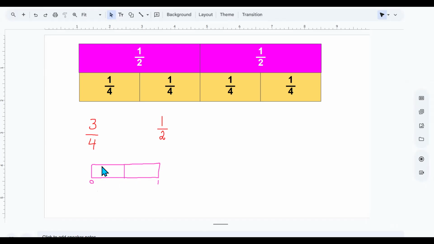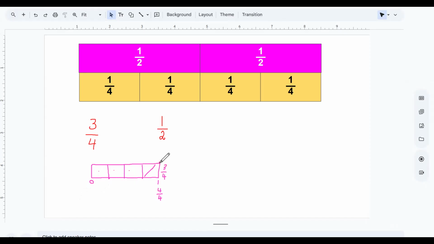So I'm going to start with half, and then I'm going to partition it into fourths. Okay. Now, the whole had 4/4 because 4/4 makes a complete whole. However, our fraction only has three available. So 1, 2, 3, and the fourth one got lost. It's missing now. Okay. Now, this is 3/4.